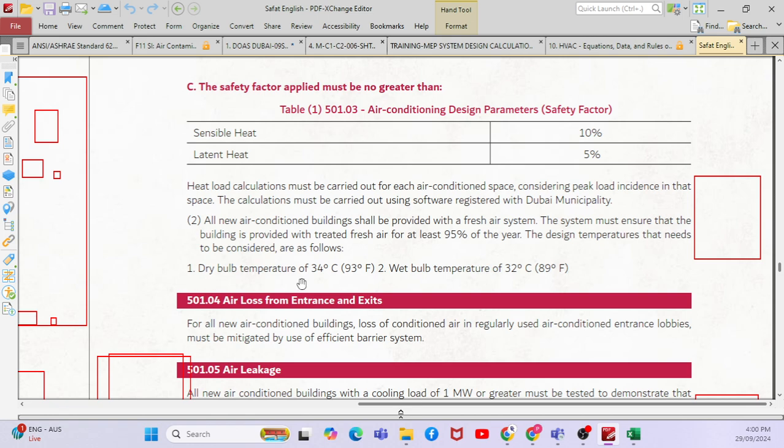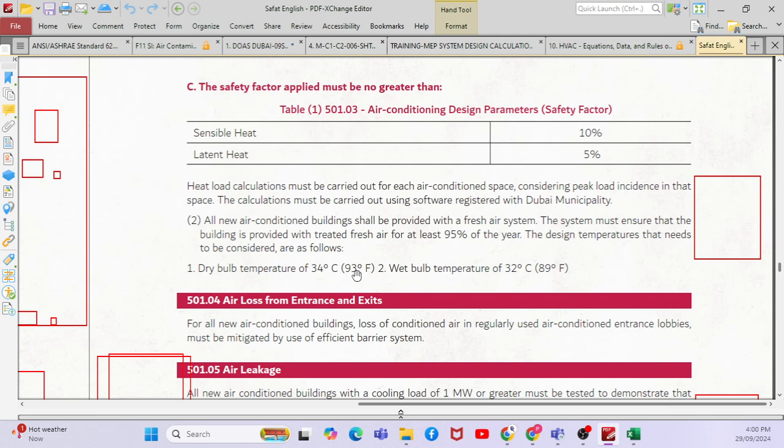The dry bulb temperature is 34 degrees Celsius and the wet bulb temperature is 32 degrees Celsius. But what is the peak temperature in the UAE? The peak is 46 and 29 degrees Celsius. But across the entire year, 34 and 32 is the most humid condition. That is why we calculate the FHU based on 34, 32.